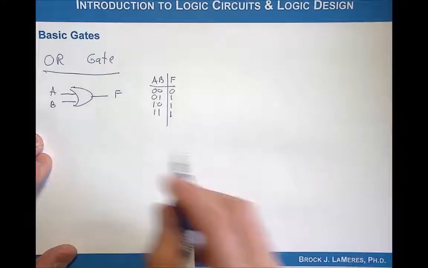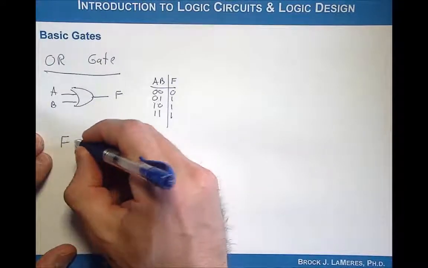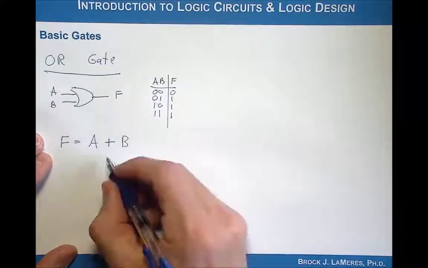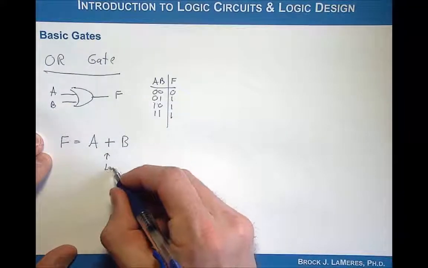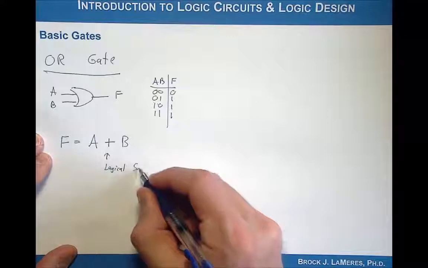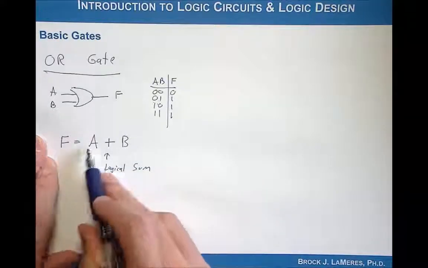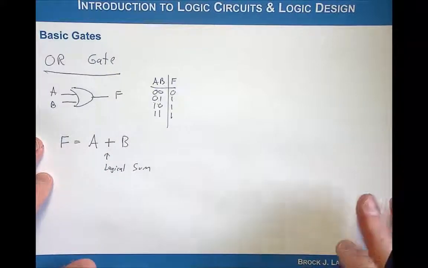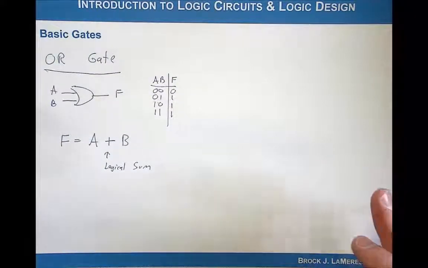The way that you draw the logic expression for that is to say F is equal to A, and you use a logical OR operation. This is also called the logical sum operator, and it's simply read as F is equal to A OR'd with B. So that's the OR operator, also called the logical sum.